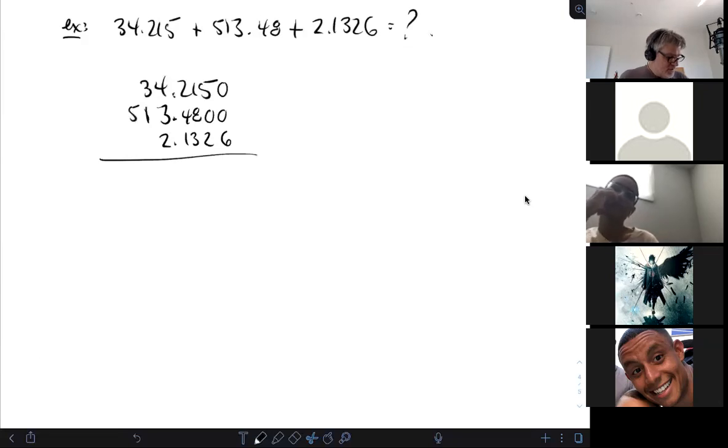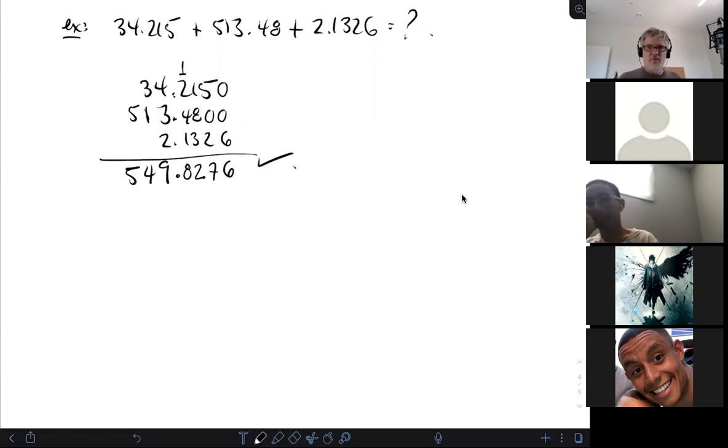So 0, 0, and 6 is 6. 5, 0, and 2 is 7. 8 and 1 is 9, and 3 is 12. So now we have a carry, right? So there's a 2, and I have a carry of 1. And so now 4 and 2 and 1 and 1, that's 8. My decimal point is there. 4, 3, and 2 is 9. 3 and 1 is 4, and 5. So this is my sum, 549.8276, okay? And that's basically how a machine would do it, except it does it in binary.